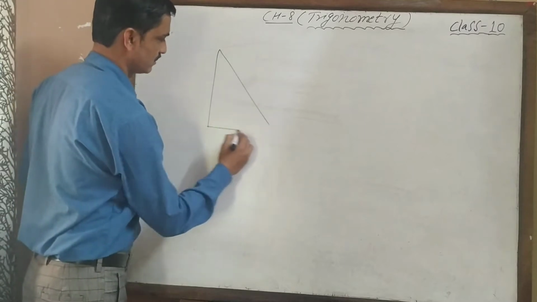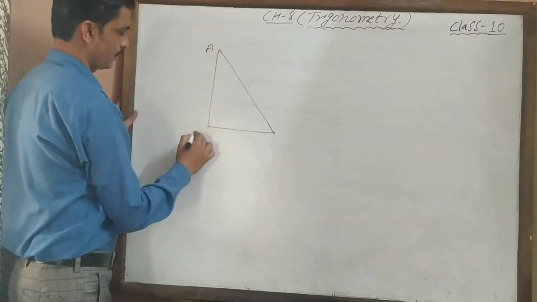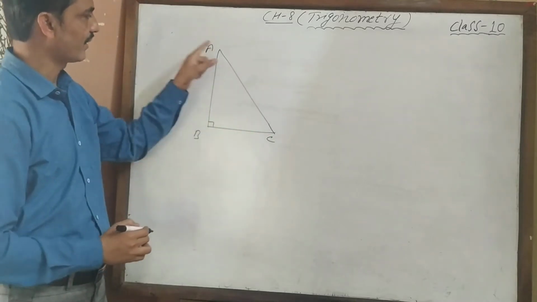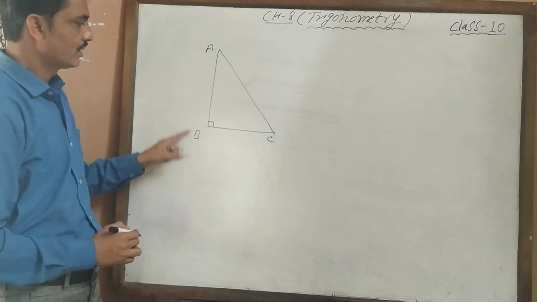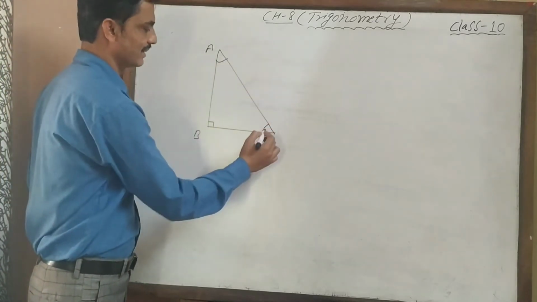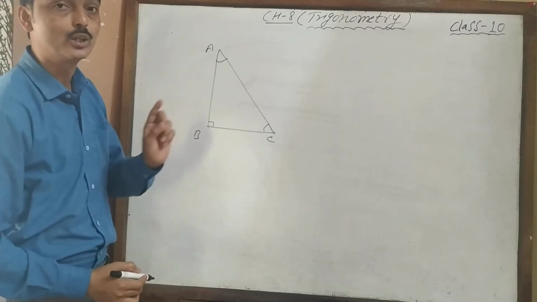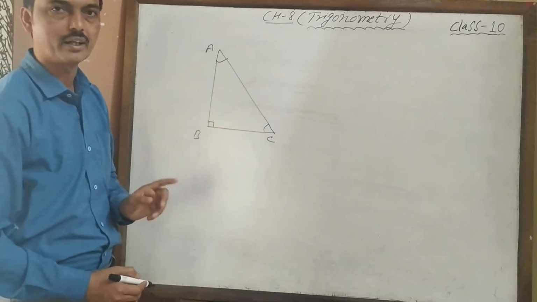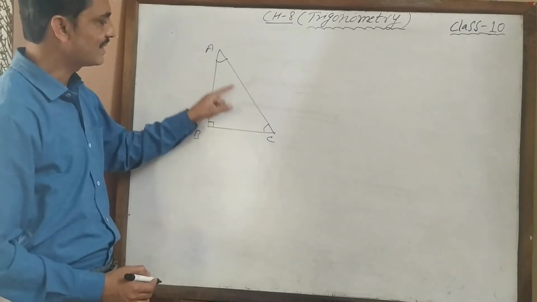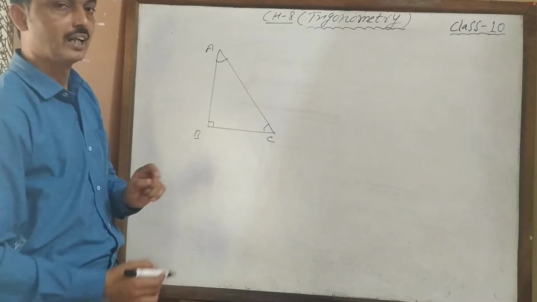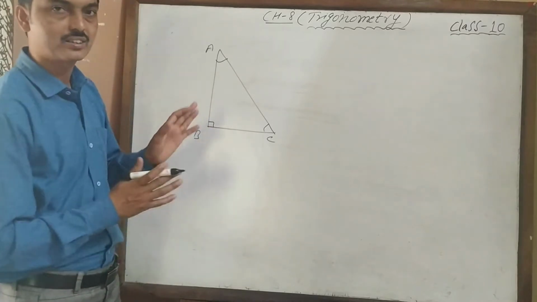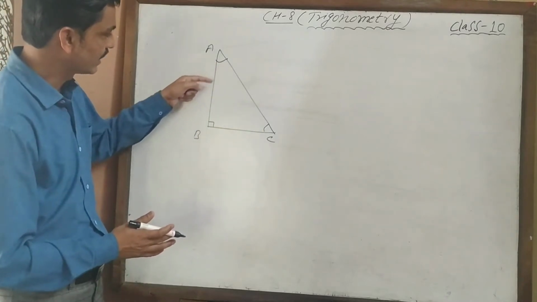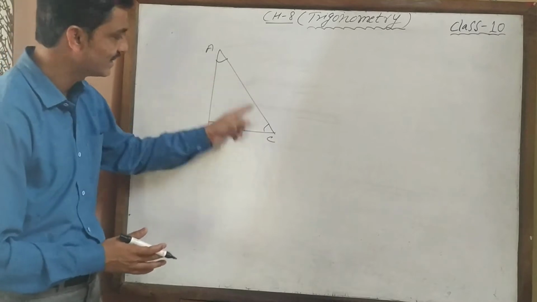Here it is: A, B and C. ABC is a right angle triangle, right angle at B. So what about angle A and C? Angle A and C are acute angles because by angle sum property, angle A plus C is equal to 90 degrees. Understand? And in this chapter, we will establish the relationship between these acute angles and the ratios of these sides AB, BC and AC.